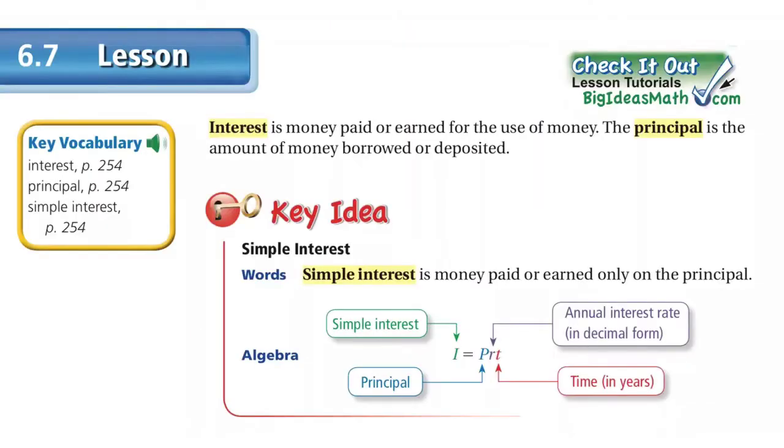Okay, this is lesson 6.7, and we're talking about simple interest. Interest is the money paid or earned for the use of money. The principal is the amount of money borrowed or deposited.